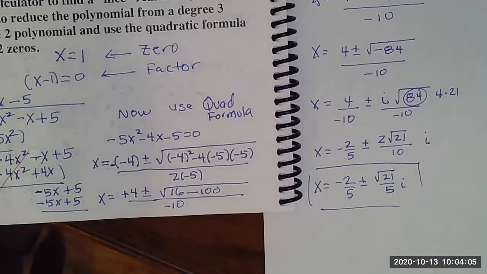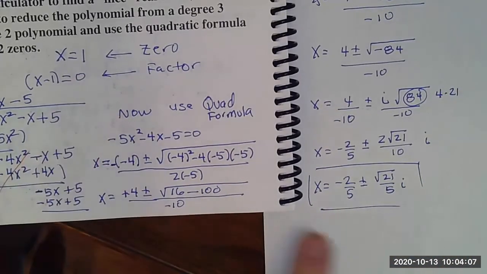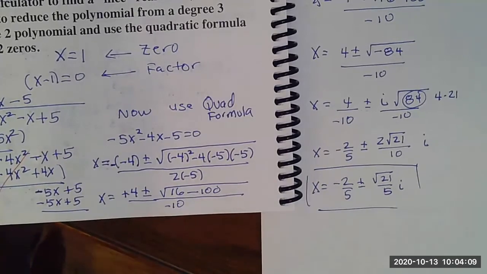So there are your other 2 answers. You got x equals 1 and the other 2 are imaginary. The author wants them exact, and so do I. No decimal approximations.